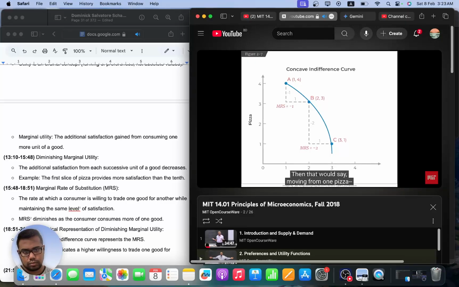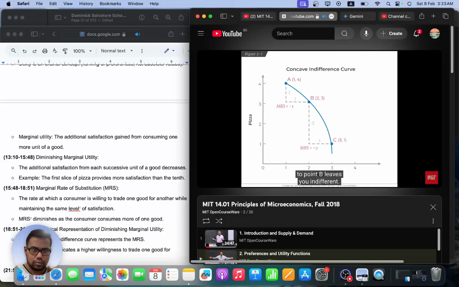Then that would say moving from one pizza... So now I've drawn a concave indifference curve. And with this indifference curve, moving from point A to point B leaves you indifferent. So you're happy to give up one slice of pizza to get one cookie. Starting with 4 slices of pizza and 1 cookie, you are happy to give up 1 slice of pizza to get 1 cookie. Now, starting from 2 and 3, you're now willing to give up 2 slices of pizza to get 1 cookie. What does that violate? Why does that not make sense?